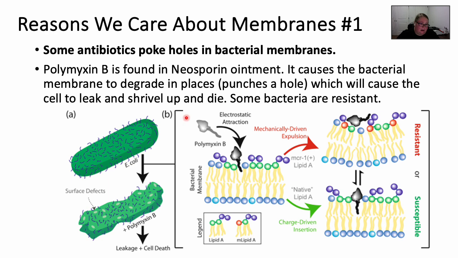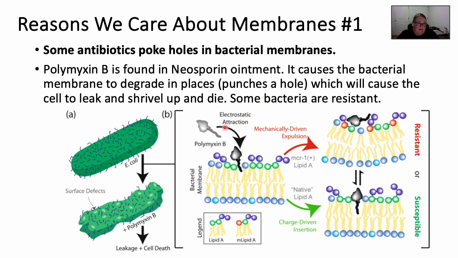So if we come here, we have this pretty great graphic from the book. We see our cartoon E. coli. Okay, we add polymyxin B, so we add our Neosporin to our infected cut. What's going to happen is it's going to degrade the membrane, so it's going to punch holes in it. We start to see these holes form, and we start to see it shriveling up. Things are leaving it, and it's going to die at some point.